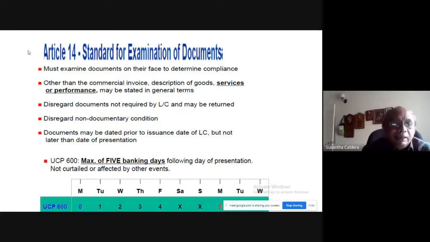Right? Then documents may be dated prior to the issuance date of LC, but not later than the date of presentation. Again, another example for a non-documentary condition is something like this: if we say goods are to be of German origin.